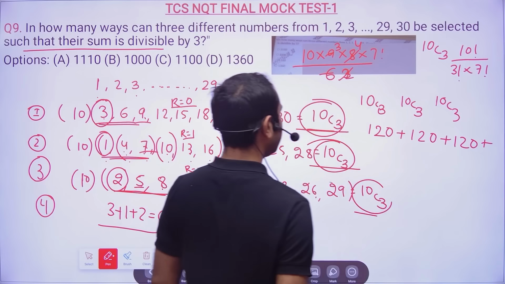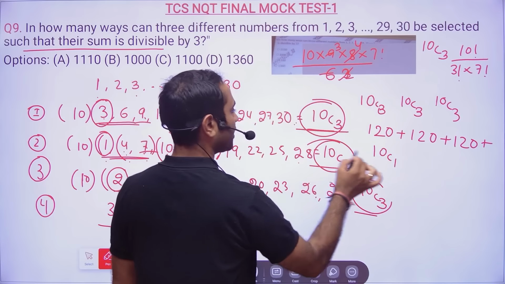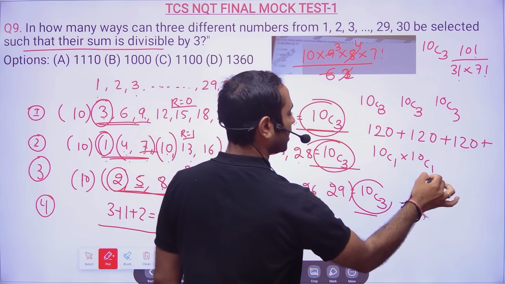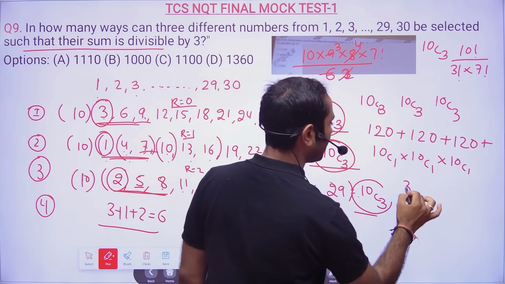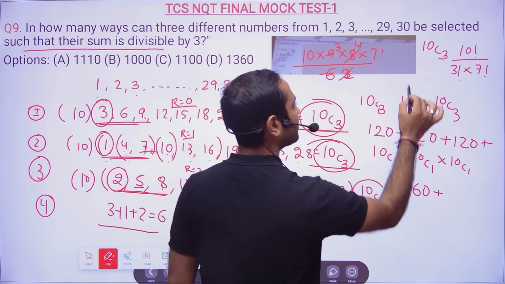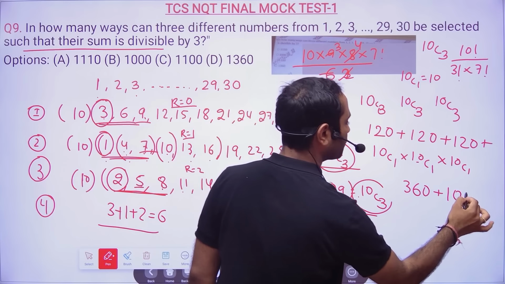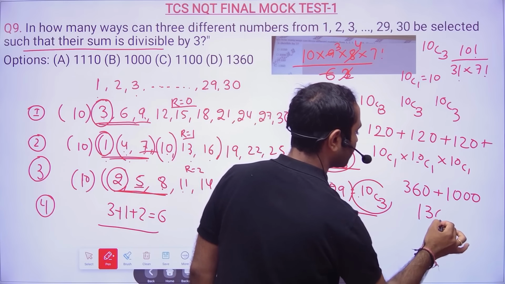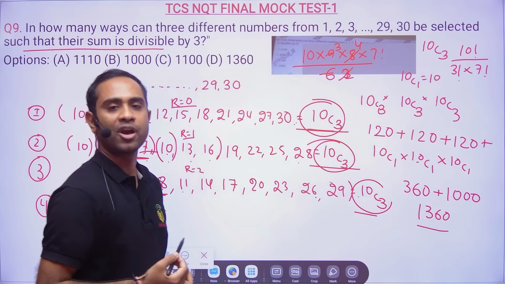Plus here what you will do: you take 1 from here, so 10C1, and 1 you take from here. In total, 3 you need, and 1 you take from here. So this will be 360 plus 10 into 10C1, which is nothing but 10. So 10 into 10 into 10, it is 1000. So it will be 1360. One small mistake I had done by multiplying it, it will not be multiplied.